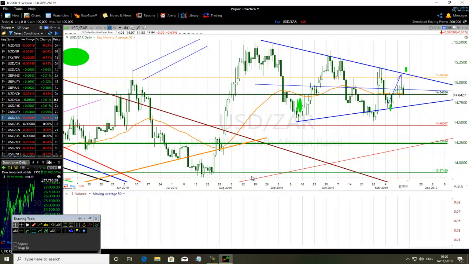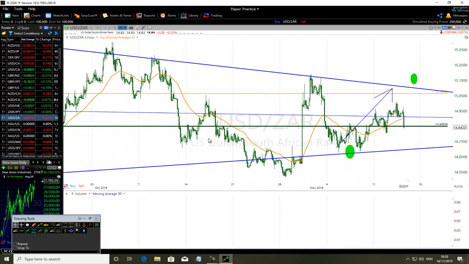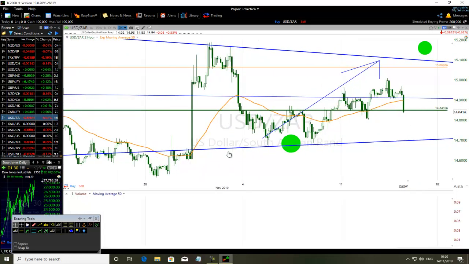Find first a high probability trading setup. If you go, for instance, from the daily chart to the 2 hour time frame, to see a little bit what's going on. Here we are now on the 2 hour time frame. The price is trying to go from here to here.